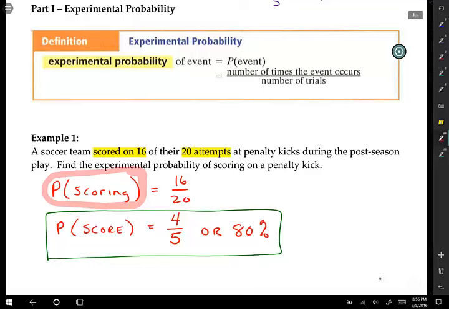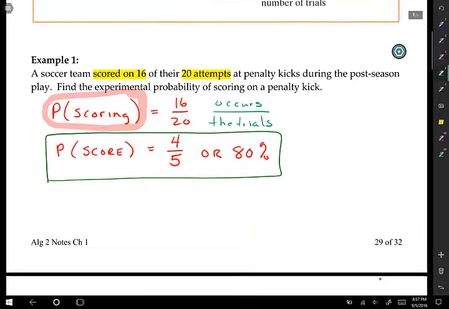The number of times the event happened, 16, divided by the number of trials, which is 20. So 20 is the number of trials, and the number of times it occurs is 16. We reduce that to 4/5, and we convert it to a percentage of 80%. Okay, so that's an example of a real-life situation.